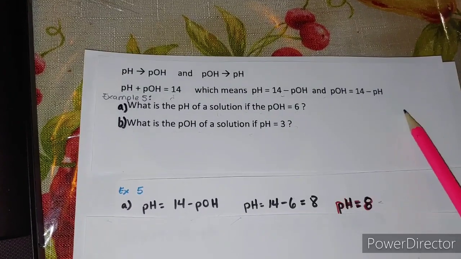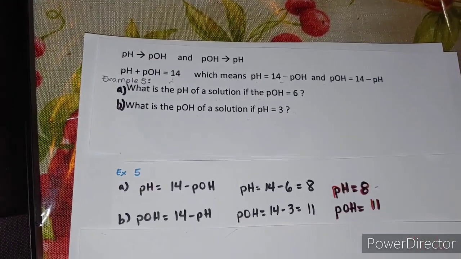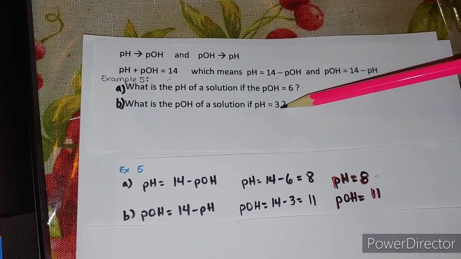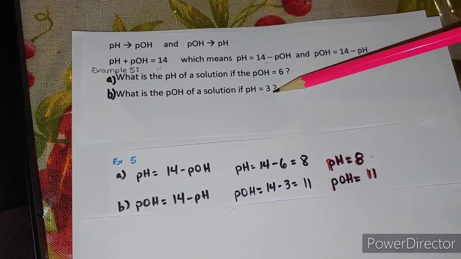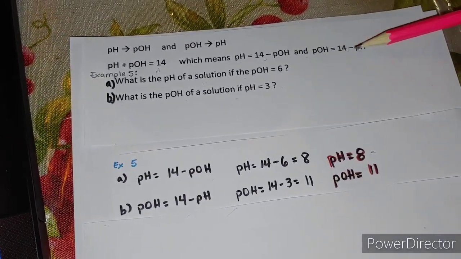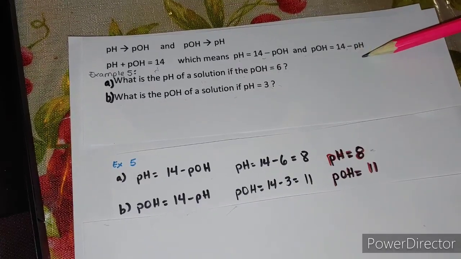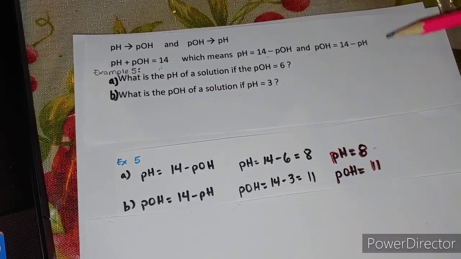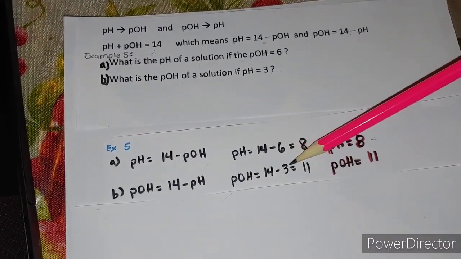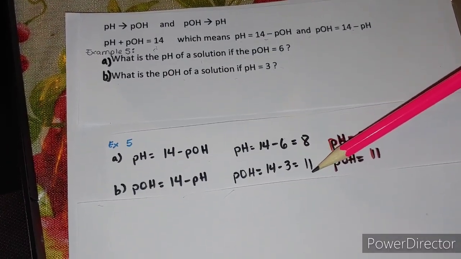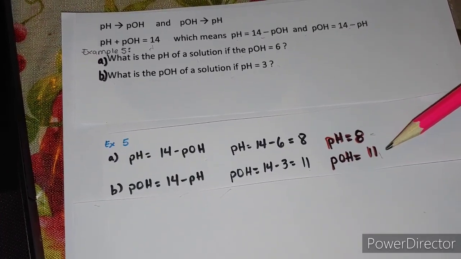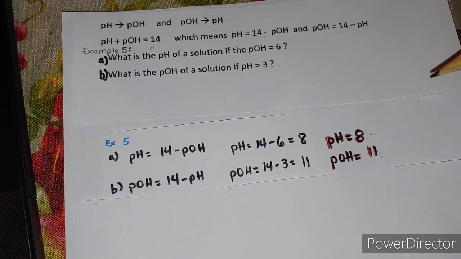So now, what about the second one? The second one is asking, what is the pOH of a solution if pH is 3? Okay, no biggie, right? So here we go. pOH is equal to 14 minus the pH. Kind of the same concept. All we're doing is 14 minus whatever is given to us. So 14 minus 3, that gives us 11. So the pOH is 11. Okay, so that pretty much concludes our examples.